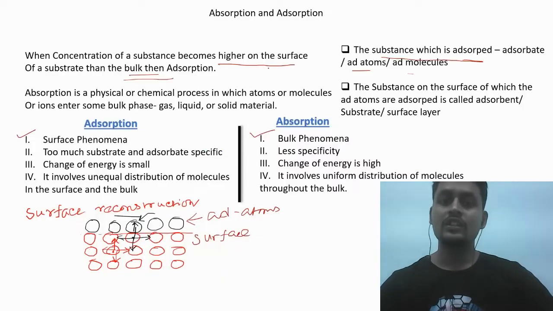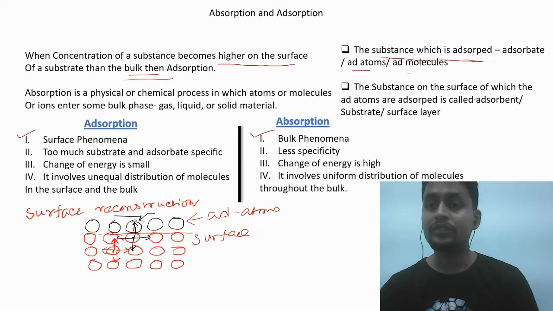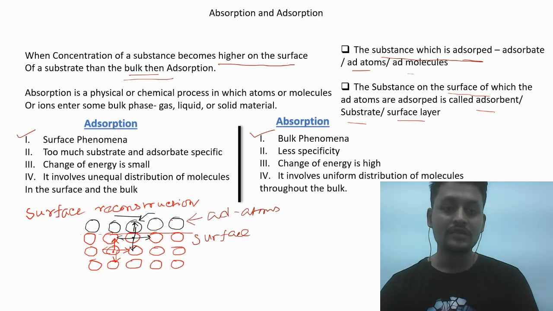So what I was saying? The substance which is adsorbed on the surface is called adsorbate, and the substance on the surface of which the atoms are adsorbed is called substrate, or surface layer, or adsorbent. So these are the adatoms or add layer, the black ones I am showing here, and this is the surface atom.